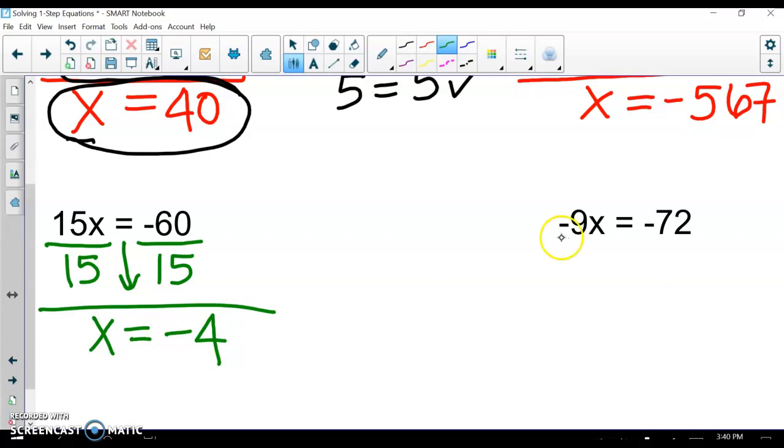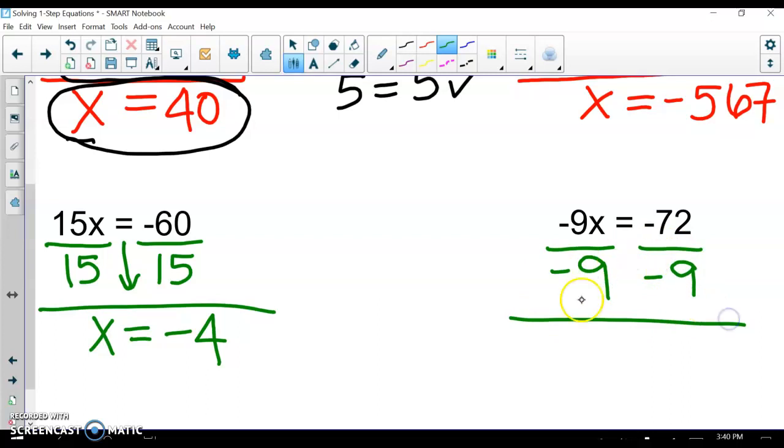And finally here, I want you to pause the video and try this one on your own. I will do it as well, and then you can follow along after you've done it by yourself. All right, you should have gotten x equals 8 as your solution.